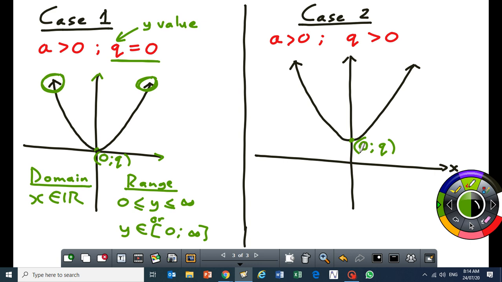Alright? And then you need to write the domain. The domain will remain the same. The domain is x is an element of real numbers.